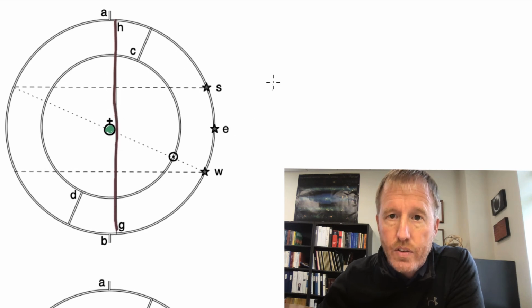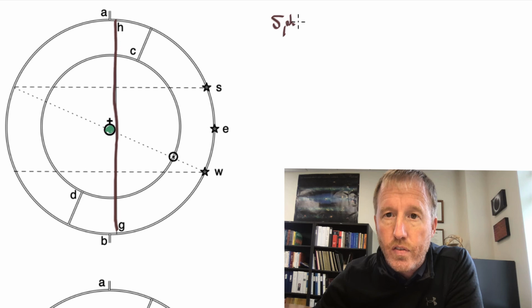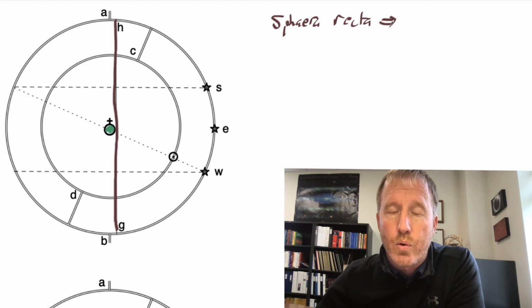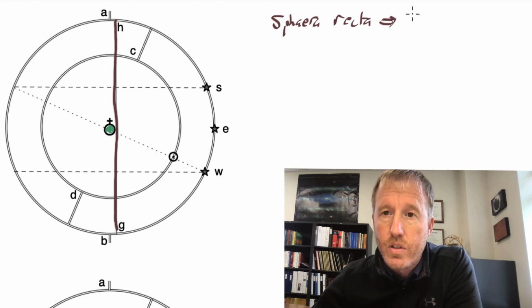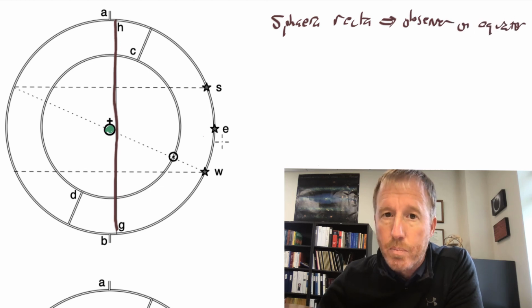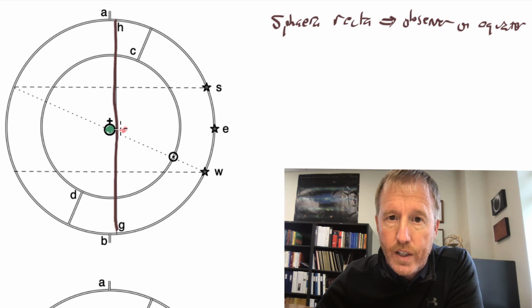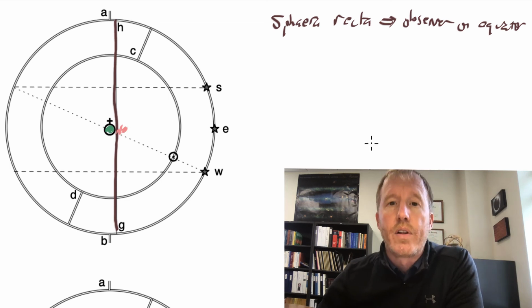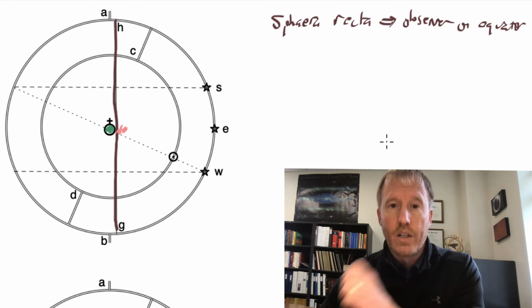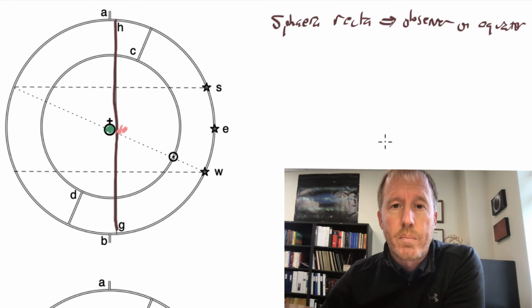That means this is the case of sphaera recta, which means the horizon is at a right angle to the equator of the celestial sphere, and this is for the observer on the equator of the Earth. So if you imagine a person standing on this globe, that person is standing right here, they're on the equator, and everything to the right of that brown line is above them, that's visible. Everything below that brown line is invisible, it's below their horizon.